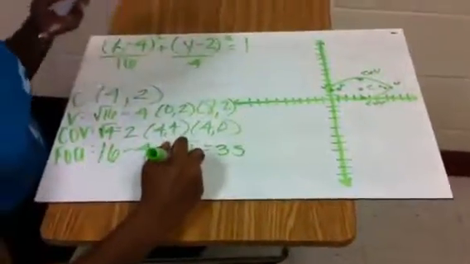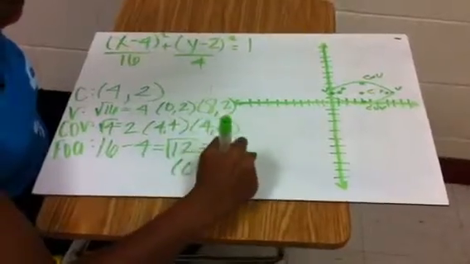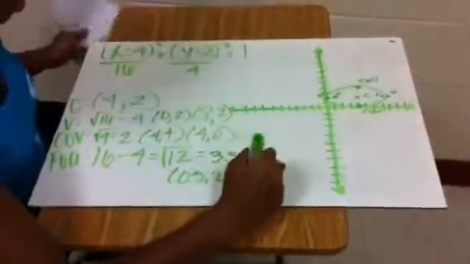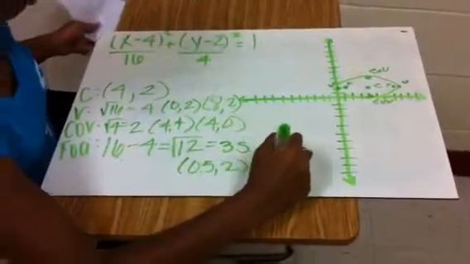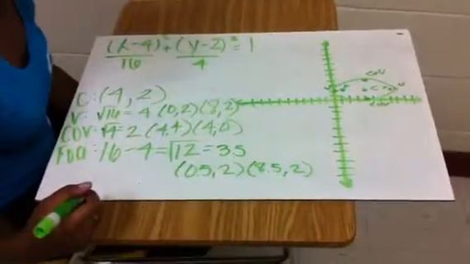So your points for your foci are 0.5, 2, and 8.5, 2.